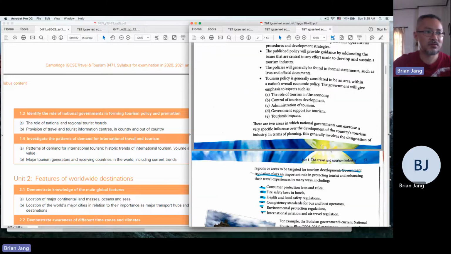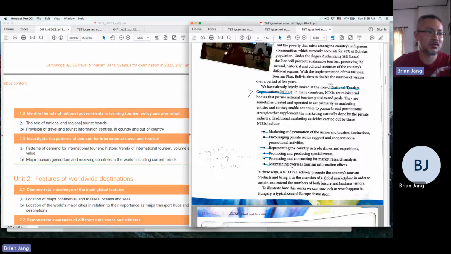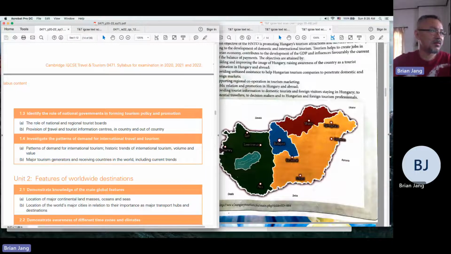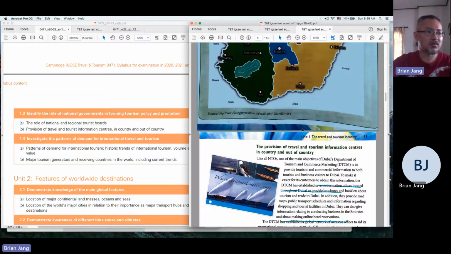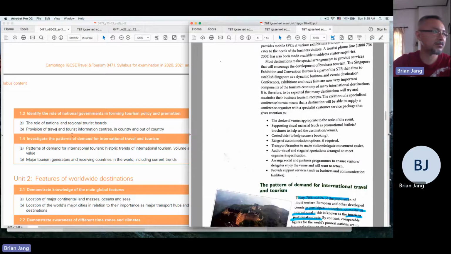So NTOs, National Tourism Organizations, cannot really take care of all the tourism in their country, especially if it's a big country. So they have to divide it up into different regions. And each region has its own RTO so that they can focus on the tourism just in that region or province. Okay. B, provision of travel and tourism information centers in country and out of country, right? So that's right here. Okay, so we want to review that.